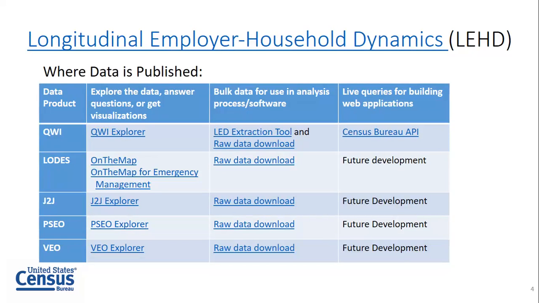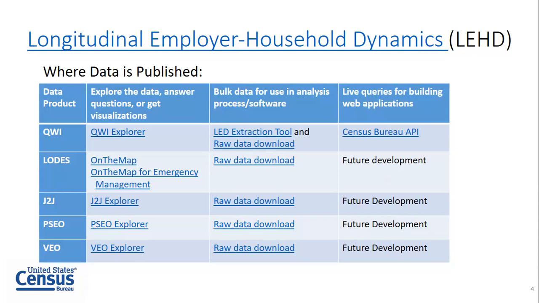LEHD has 5 different data sets with 7 applications for easy access to these data sets. Each data set, along with each data tool, is unique in its own way. If you are curious about employment, hires, separations, turnovers, and earnings, you would look at Quarterly Workforce Indicators, or QWI, utilizing the QWI Explorer or LED extraction tool. This data set is also accessible through the Census Bureau API.